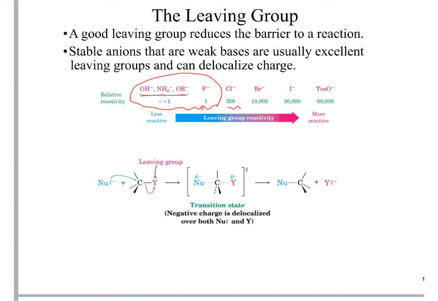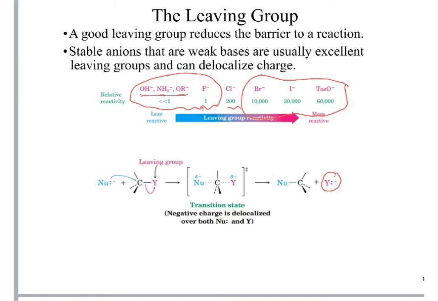So we really want to focus on these three leaving groups: tosylate, iodide, and bromide. In order for hydroxide or amide or alkoxide to be expelled, we would need to activate them first, using, for example, PBr3 or thionyl chloride. So the leaving group, as it's expelled, is negatively charged, and therefore the weaker the base, the weaker the conjugate base of the acid, the better the leaving group.